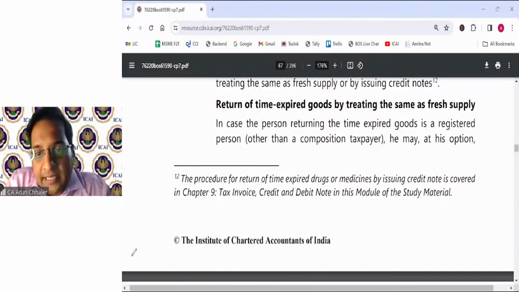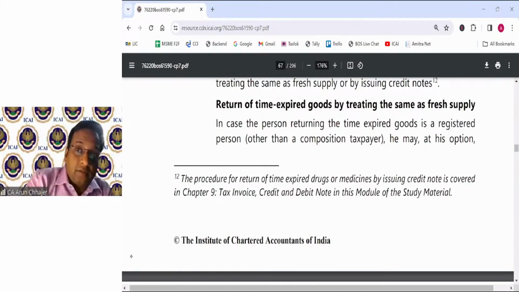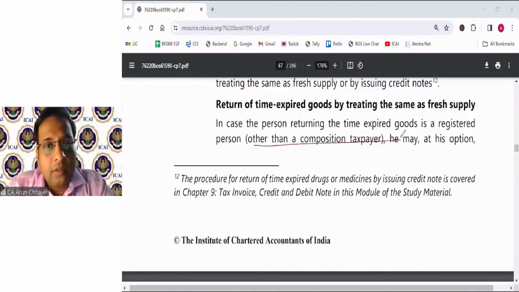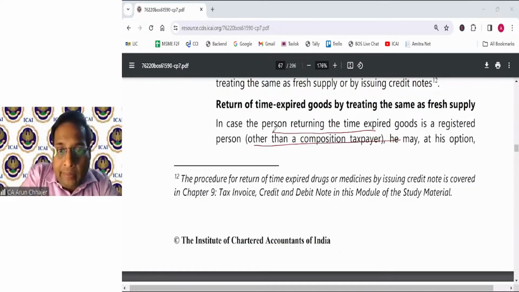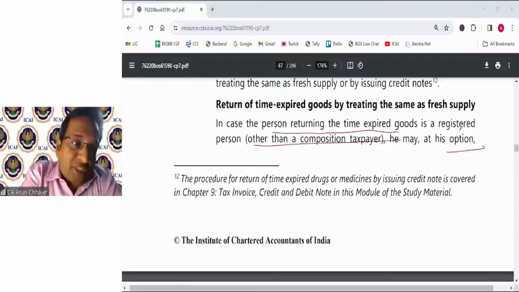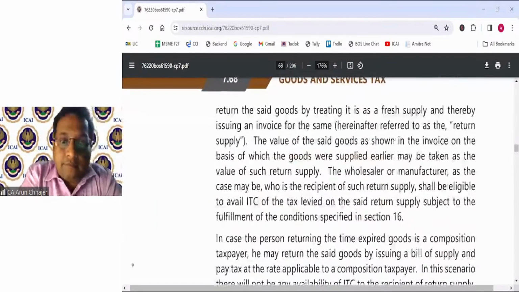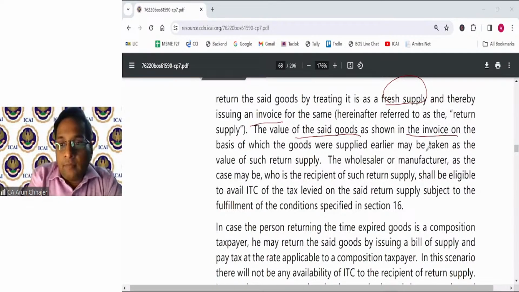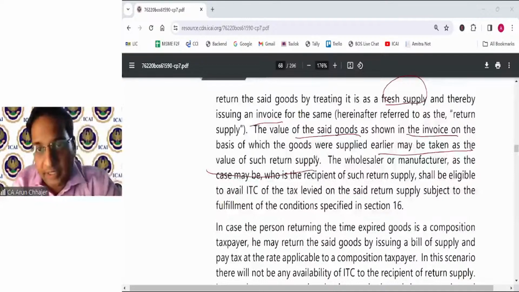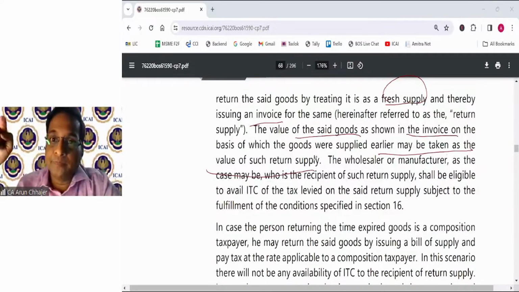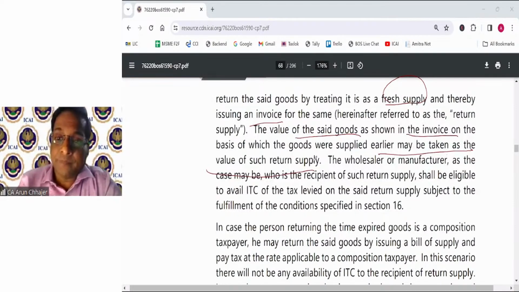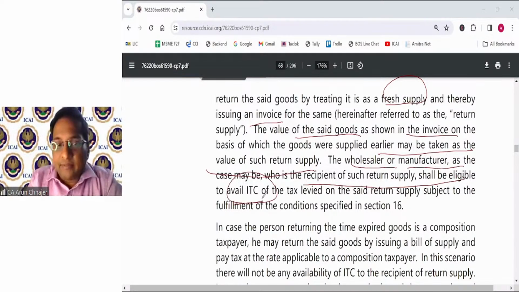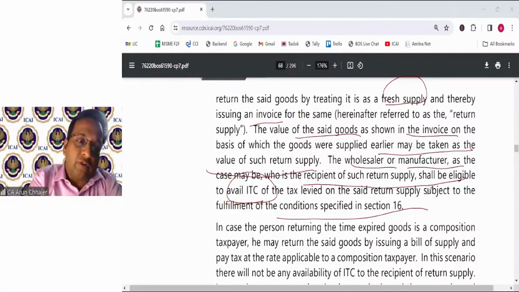Now, in case the person returning the time expired goods is a registered person other than composition. Why other than composition? Because in case of composition, a bill of supply will be issued. Time expired goods, he may at his own return the said goods by treating them as a fresh supply, and thereby he will issue the tax invoice. The value in the invoice may be taken as the value of such return supply. So originally at cost, whatever the purchase price was, B can use the same price as the sale price. The wholesaler or manufacturer who is the recipient shall be eligible to avail the ITC, subject to Sections 16, 17, 18, and all other conditions would remain the same.